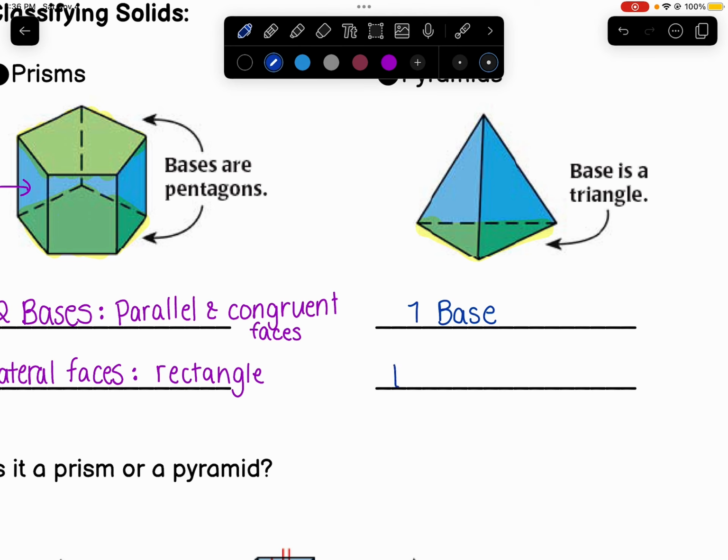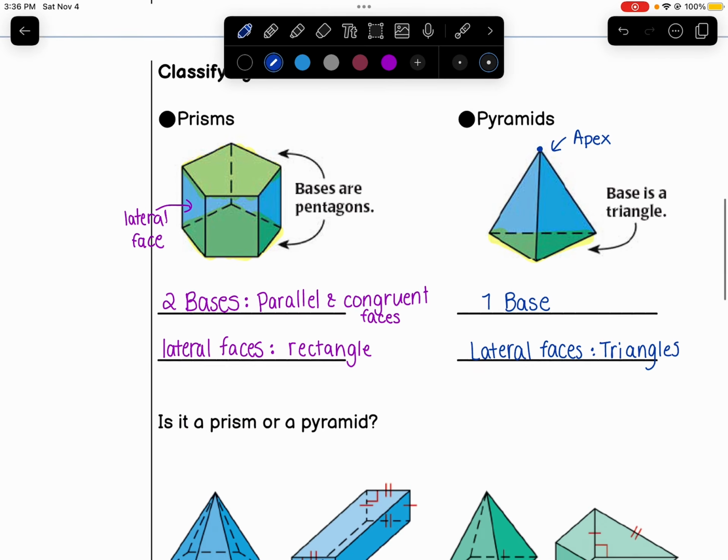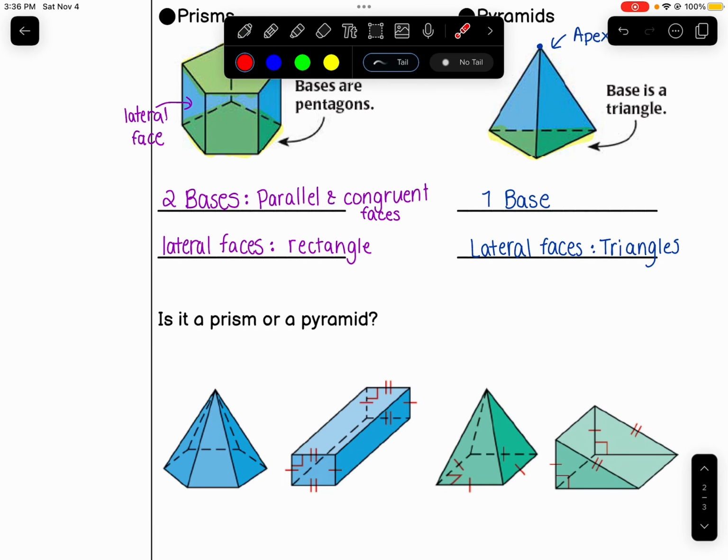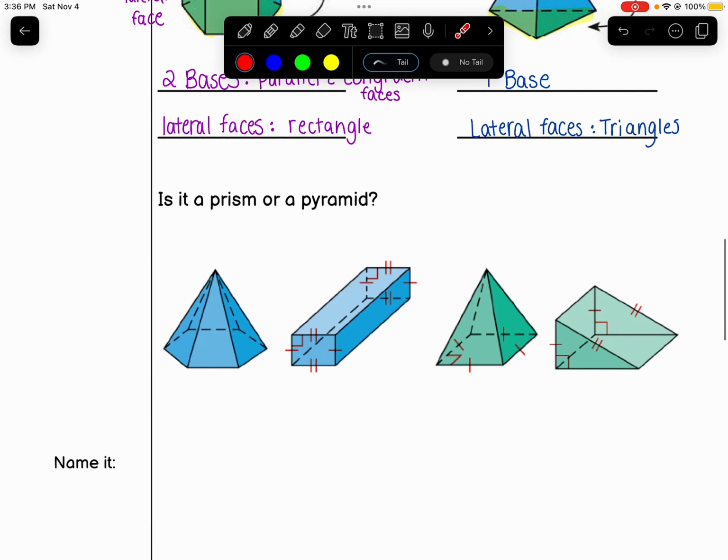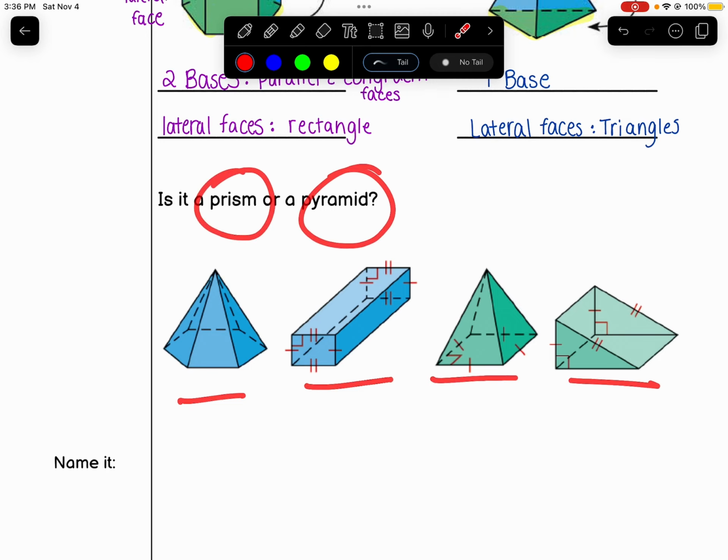And in a pyramid, the lateral faces are not rectangles, but rather the lateral faces are triangles. All the sides are triangles. And just a fun fact to know, this vertex right here in a pyramid gets a special name, and it's also known as the apex. Now that we know what polyhedrons are and that there's two different kinds, we're going to classify these 3D solids as either a prism or a pyramid.